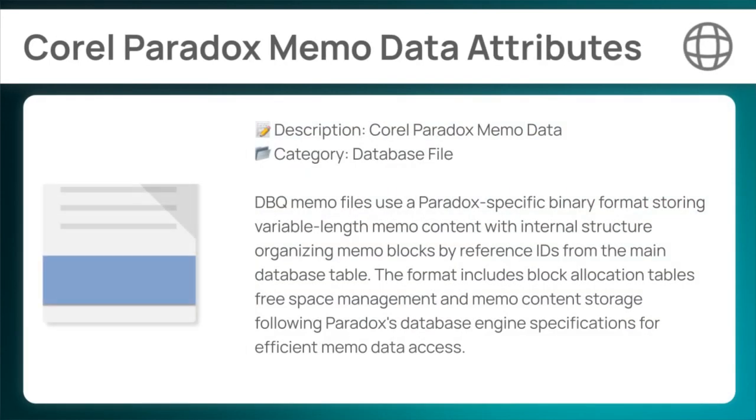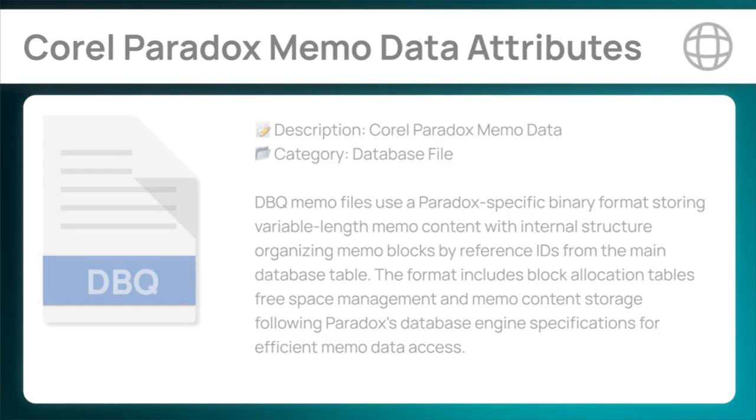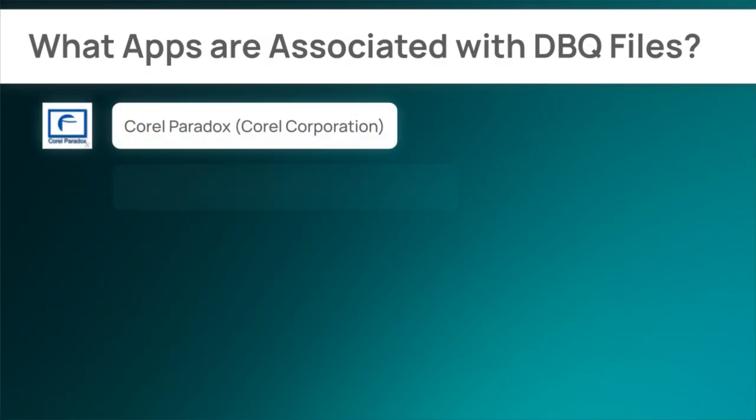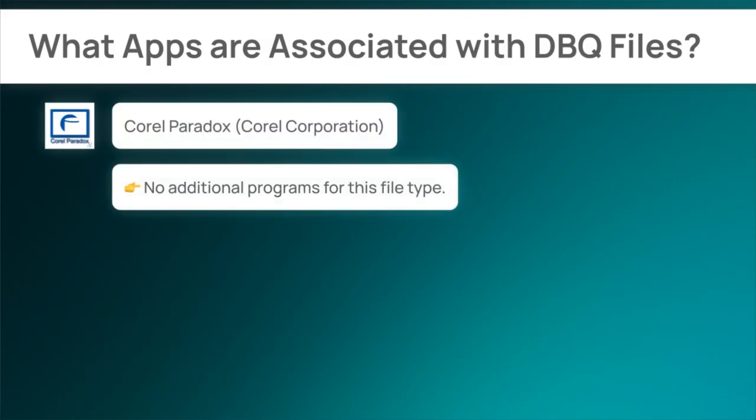DBQ memo files use the Paradox-specific binary format, storing variable length memo content with internal structure, organizing memo blocks by reference IDs from the main database table. The format includes block allocation tables, free space management, and memo content storage, following Paradox's database engine specifications for efficient memo data access. To gain full access to DBQ, the application needed is Corel Paradox from Corel Corporation.